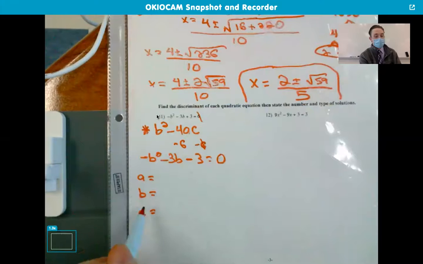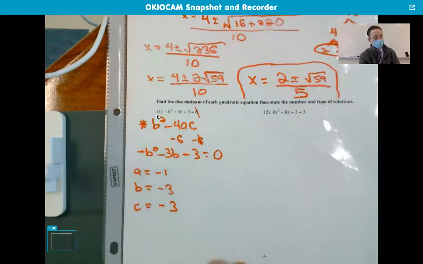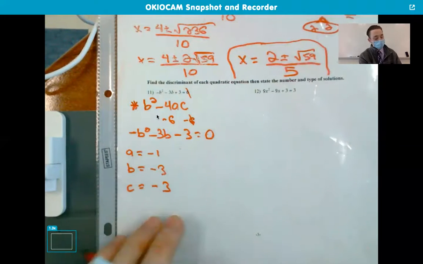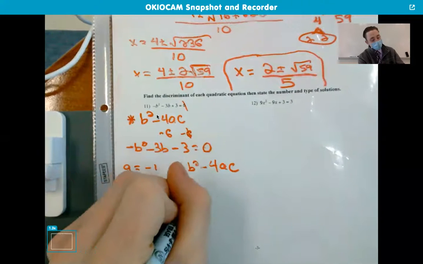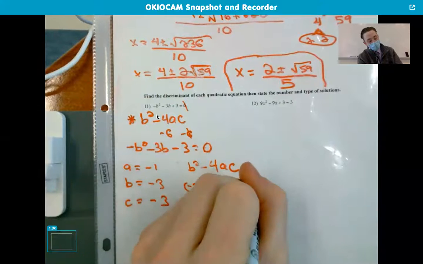I'll list my A, B, and C values. Well, what are my A, B, and C for this equation? Good. -1, -3, and -3. Does anybody have any questions so far about how we got to this point? All right. I'll take those and plug them into B squared minus 4AC. So I'll have -3 squared minus 4 times -1 times -3.